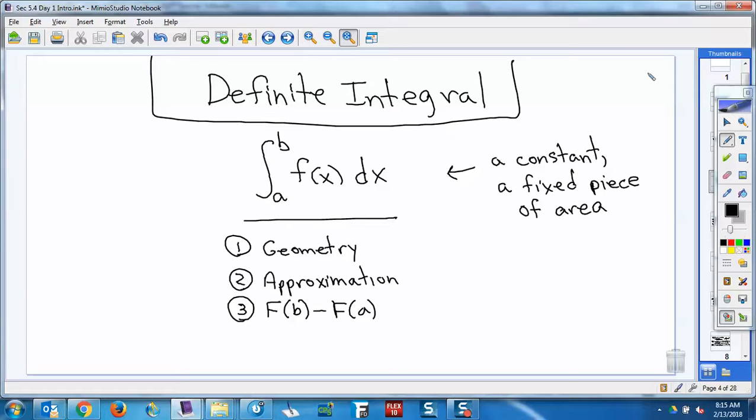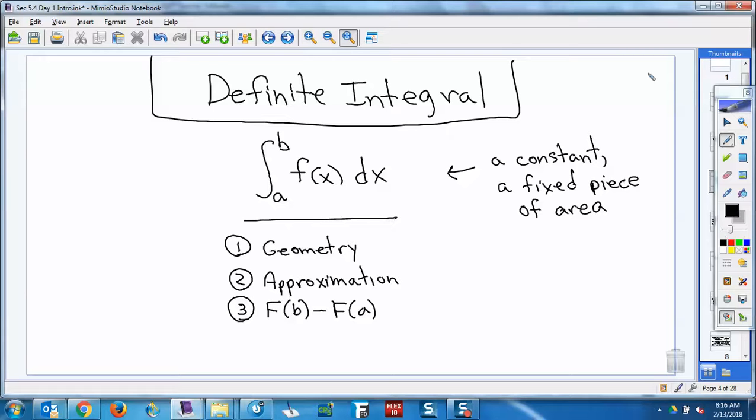We're going to get a lot more into approximation because, quite honestly, that one comes into play when we can't do the third one. The third one's the one we learned yesterday, the fundamental theorem. That's going to be the one we go to first. Geometry is easy enough, but that doesn't happen very often. You have to have lines and circles, and that doesn't happen a lot with most functions. So usually we go to this.